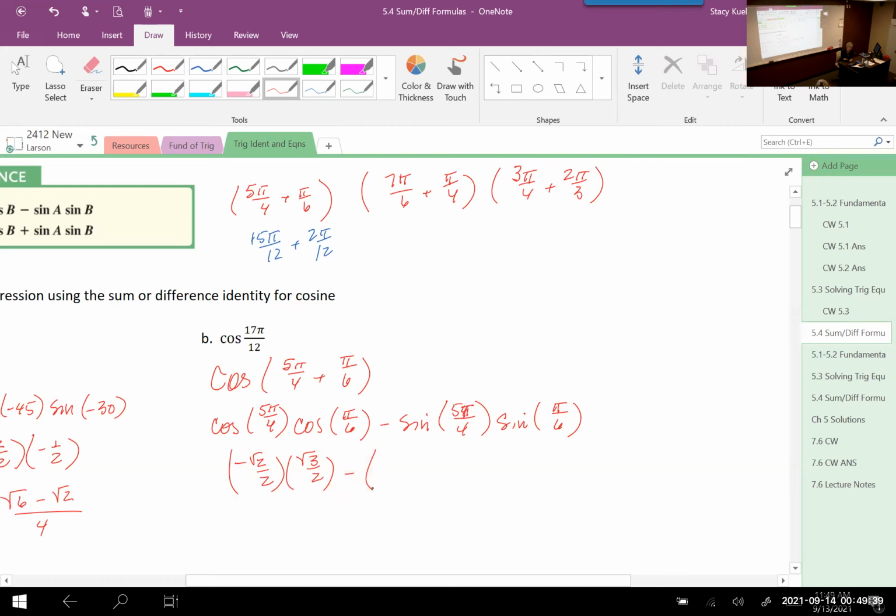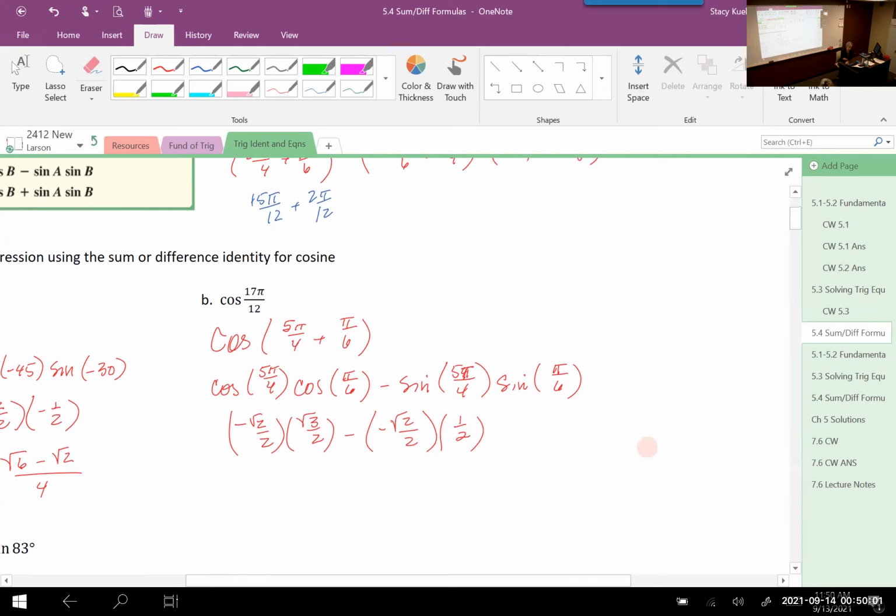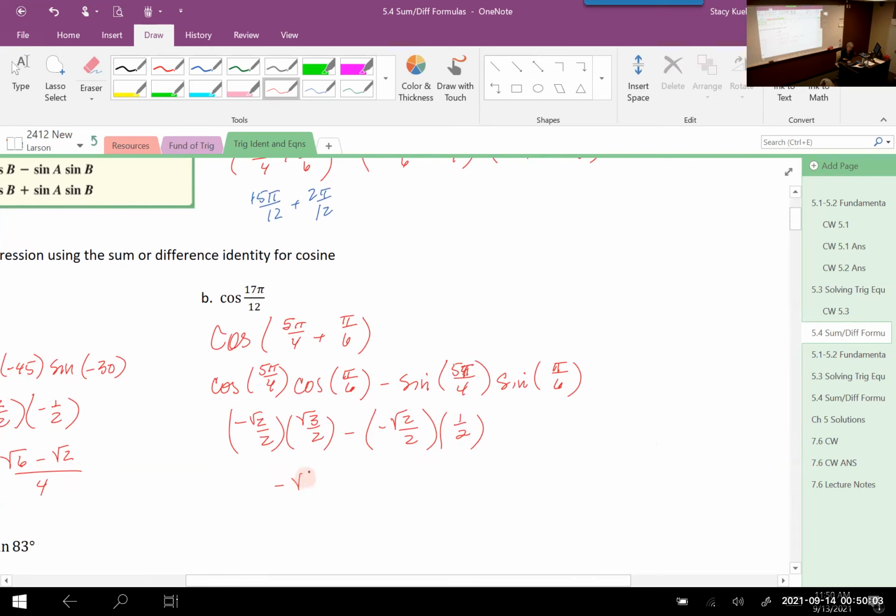Minus, what's the sine of 5 pi over 4? Same thing as your cosine. Yep. And then how about sine of pi over 6? 1/2, right? Everybody see where those numbers are coming from? Okay, now we simplify. We end up with negative square root of 6 over 4 plus the square root of 2 over 4. It's all variations of that. It'll always be kind of a combination of those.